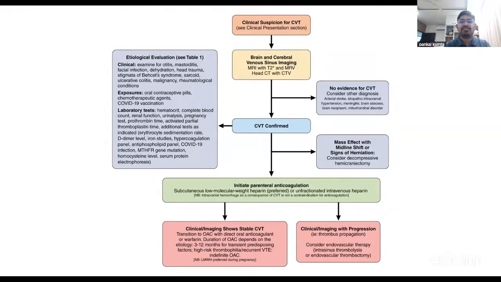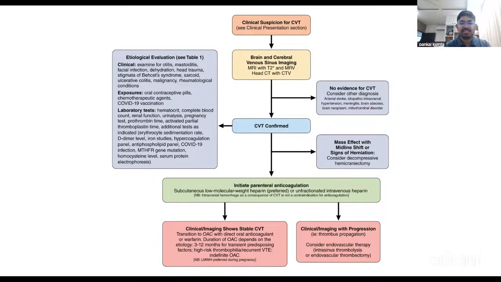So once it is confirmed, always look for any mass effect, midline shift or any herniation. If at all surgical support is required, you may have to go for it earlier. And if not, always keep a neurosurgeon on call because you may need that support. And always initiate parenteral anticoagulation. The obvious preferred one is low molecular weight heparin, because comparing unfractionated and low molecular weight, low molecular weight is more sustainable, easier to manage, and has a clearer drug action.